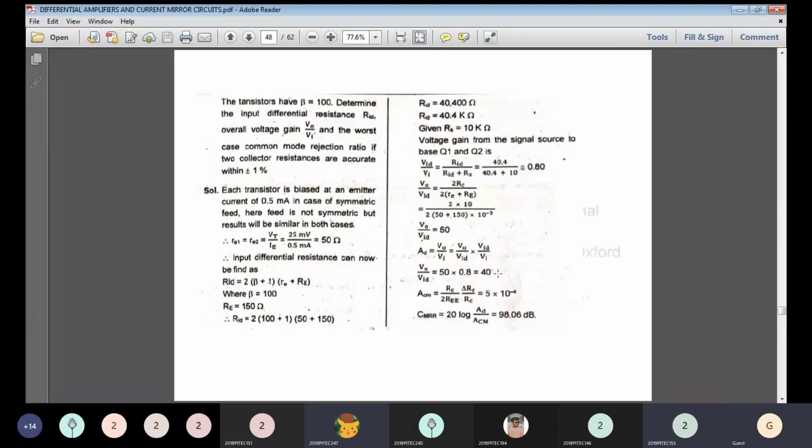So moving on to the CMRR, this is 20 log of AD divided by AC. That is the formula. So what is the value of AC here? The calculated value from the formula is 50 into 10 power minus 4. While substituting this and taking the logarithm, you are calculating CMRR in decibels. So 98.06 dB.